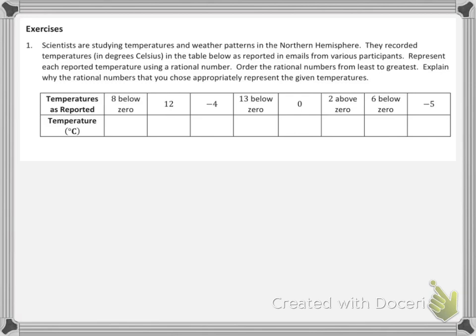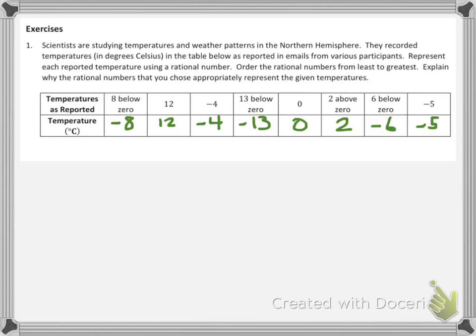Well, we can do this by taking what we know about positives and negatives, and since this table is all about temperature, we're going to see above and below. Below means negative, so 8 below 0 would be a negative 8. 12 would be a positive 12. Negative 4, easy. Then we have 13 below would be a negative 13, and then a 0. 2 above is a positive 2, 6 below is a negative 6, and finally a negative 5.